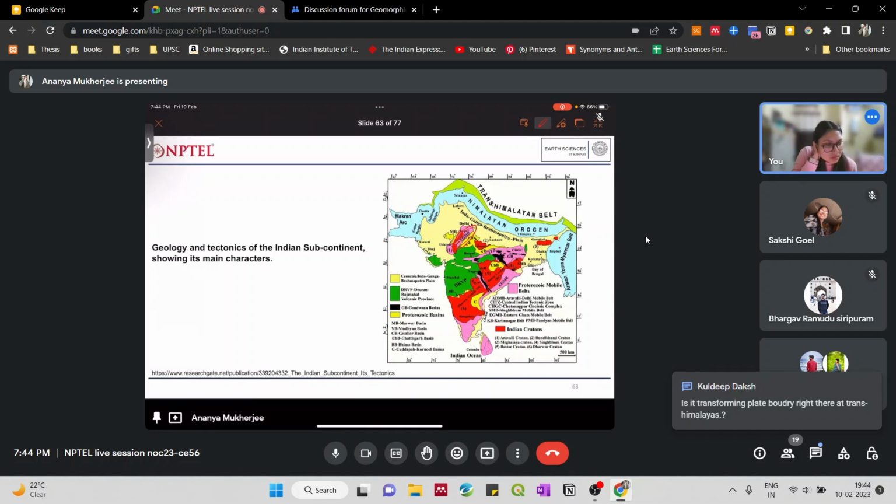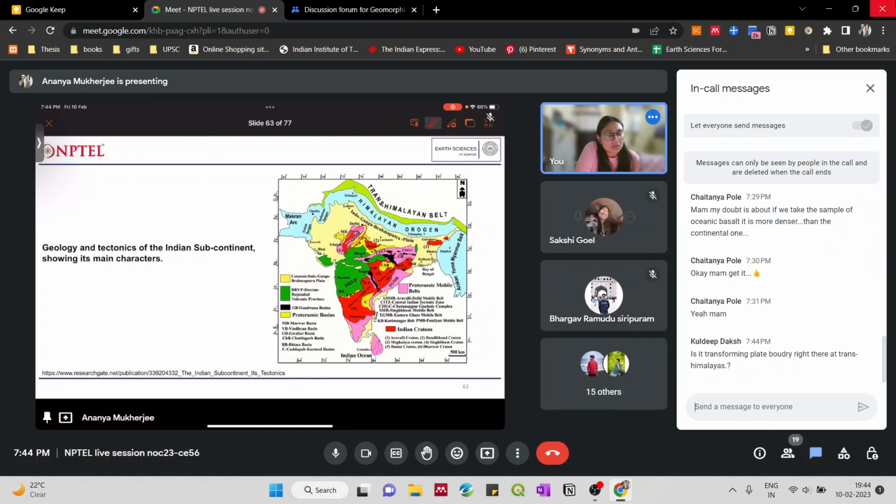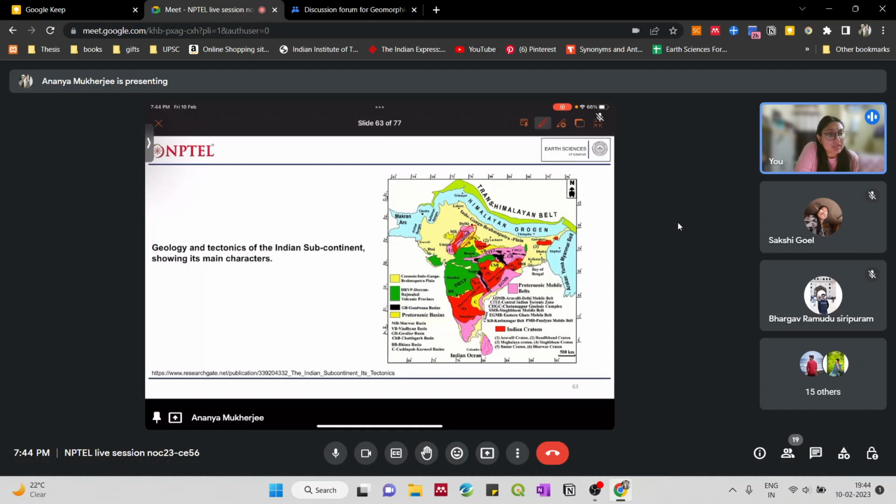And is there a transform plate boundary right there at Trans Himalayas? No, there are no transform plate boundaries in Trans Himalayas. The entire Himalayan area is mostly built up of thrust faults, no transform fault. Okay. Yeah, it's probably that the nomenclature of Trans Himalaya is related to something else. I am not aware of it. If I find it, I'll try to include it in the slides.